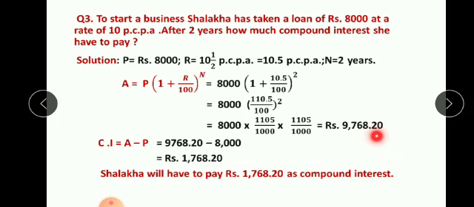Now substitute the value of amount in what? Compound interest formula. So compound interest is equal to A minus P. A is 9768.20 minus 8000. Principal is 8000. So you can write over here 8000.00 also for subtraction, or 8000 only. After subtraction, what you will get? 1768.20. This is your compound interest. Now the final answer. Shalakha will have to pay rupees 1768.20 as a compound interest.